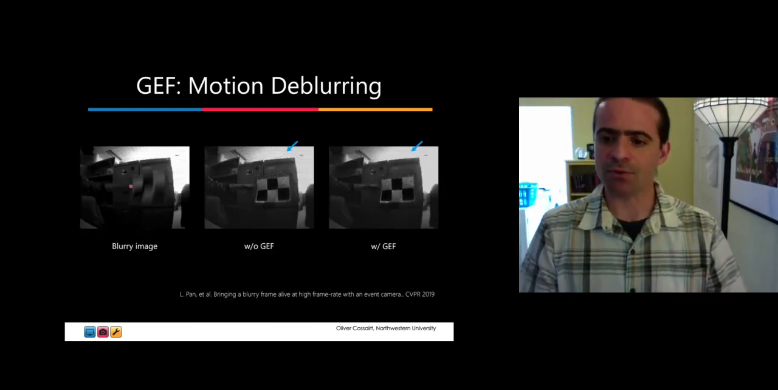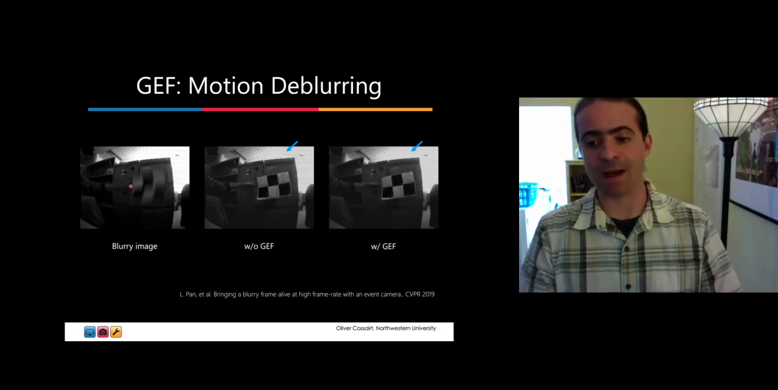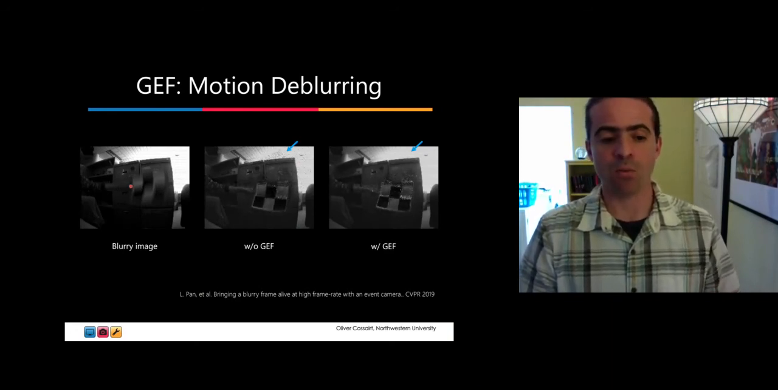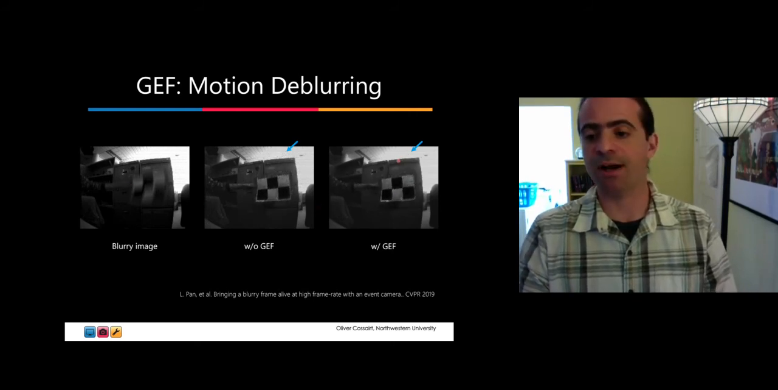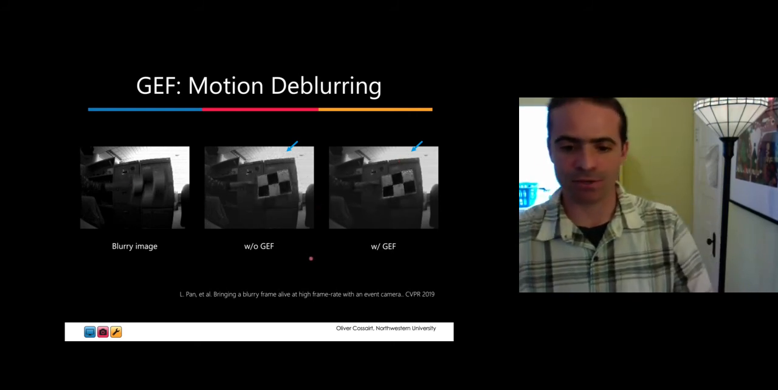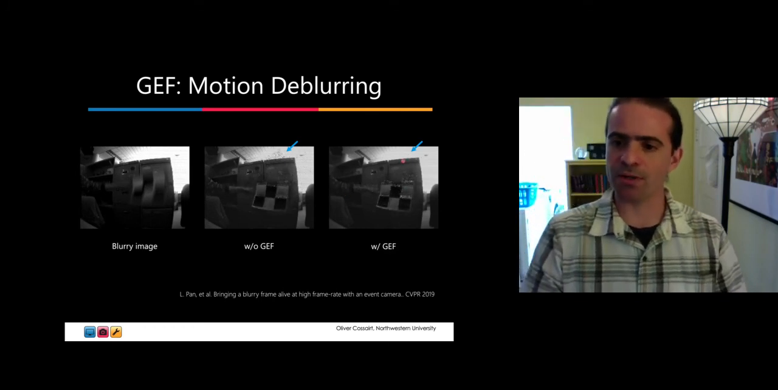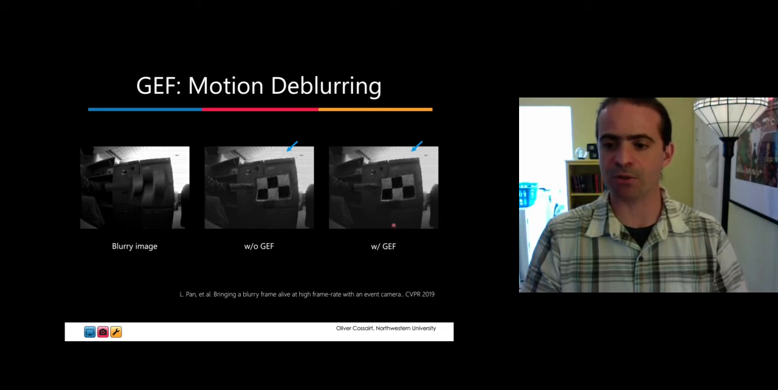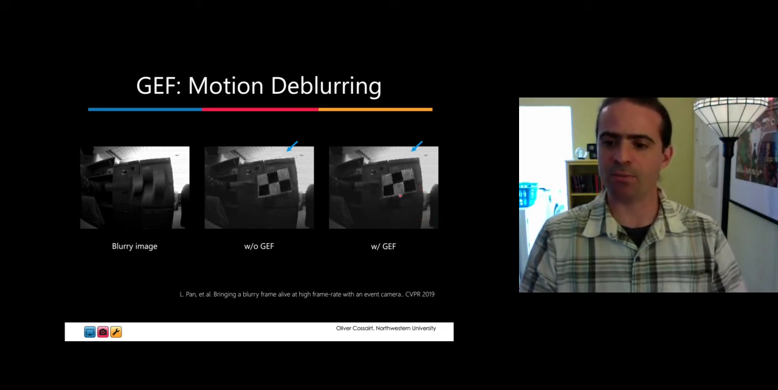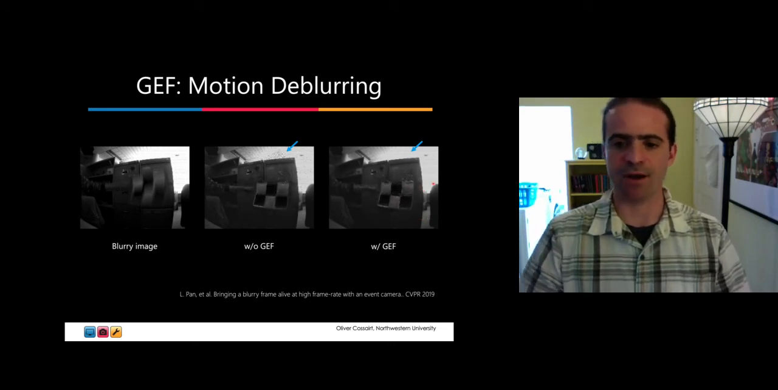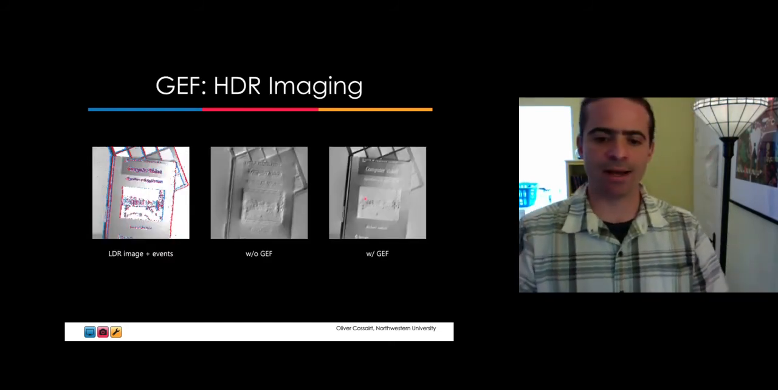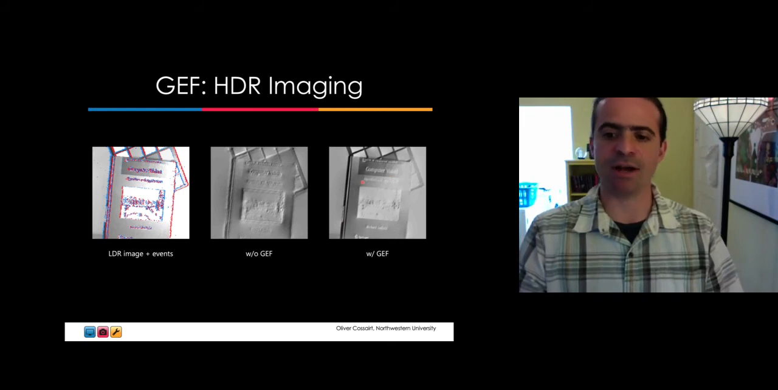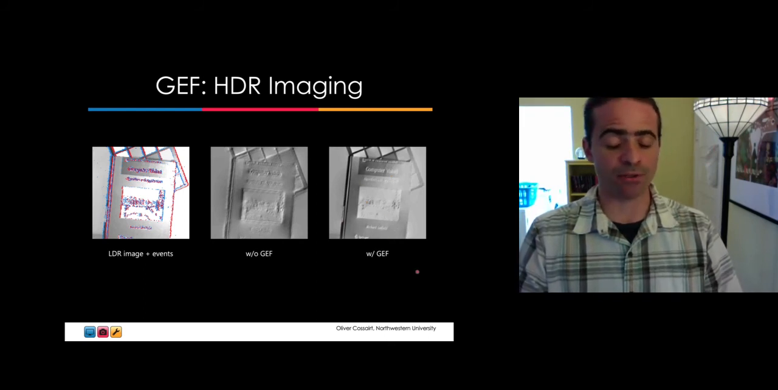So why is this useful? One of the reasons it's useful is for that same application we were talking about before, where if you have a blurry image and a set of events, you can use it to recover high-speed video. And here's a comparison with some prior work showing that, especially in regions of very little motion, you get much better results. And you also get a little bit better results for regions where you have large amounts of motion as well. Here's an example showing the benefit of using the guided event filtering for high dynamic range.